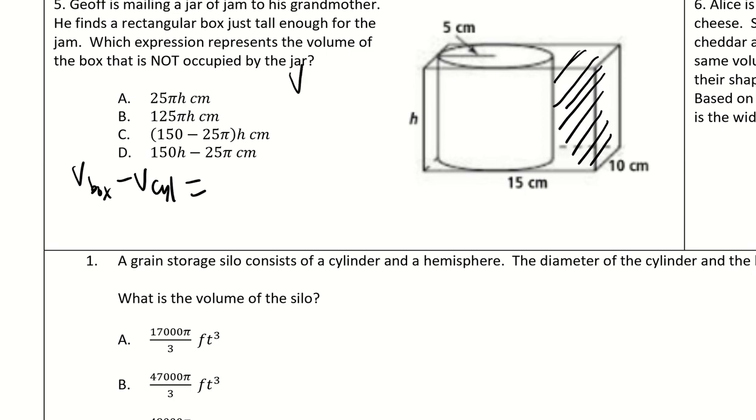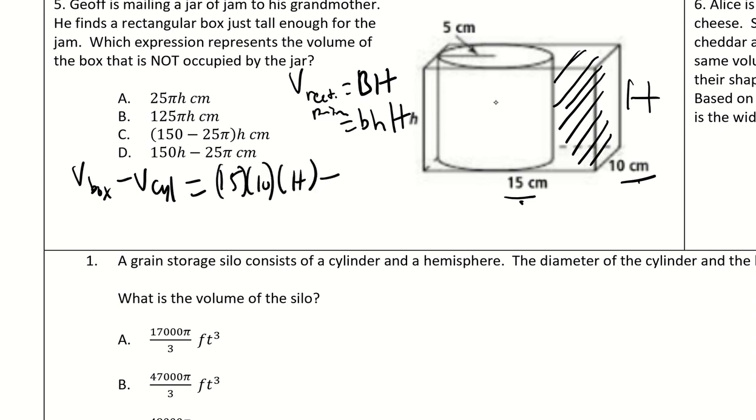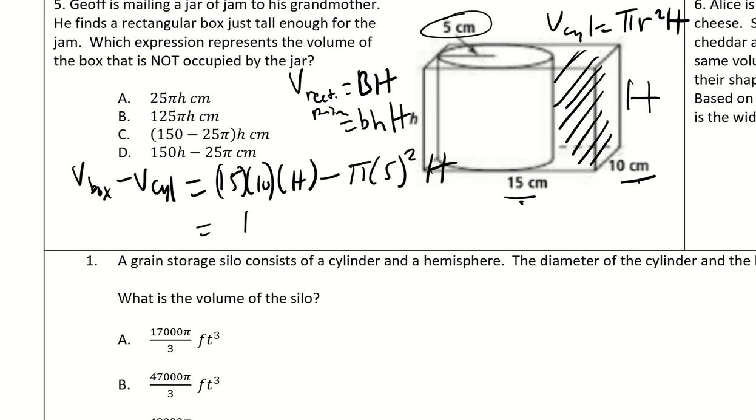The volume of a rectangular prism is you just multiply the dimensions: base times height times length. So it's capital B times capital H, where capital B is little b times little h, and then you have the capital height of the prism. So basically 15 times 10 times the capital height. We don't know what the height is. That's the volume of the box, minus the volume of the cylinder. Remember, the volume of a cylinder is pi r squared h. The radius is 5, so it's minus pi times 5 squared times h. So we get 150h minus 25 pi h.